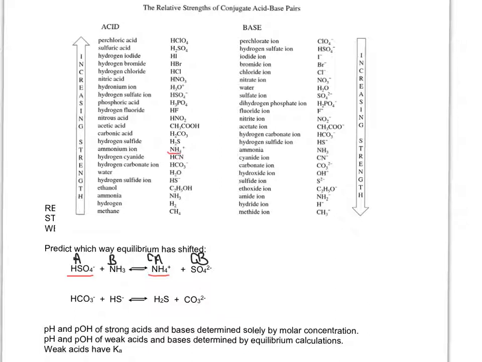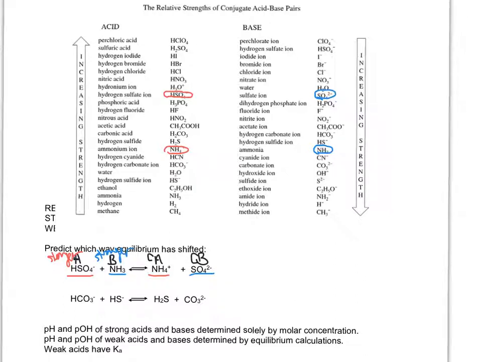So here's my NH4 plus. And here's my HSO4 minus. It looks like my HSO4 minus is the stronger acid. So I'm going to say this is stronger. All right. I'm going to look at my base. So I have NH3 and SO4 minus. Those are my two bases. So I'm going to find those on the bases. So NH3 is right here. And then SO4 minus is right there. It looks like NH3 is my stronger base.